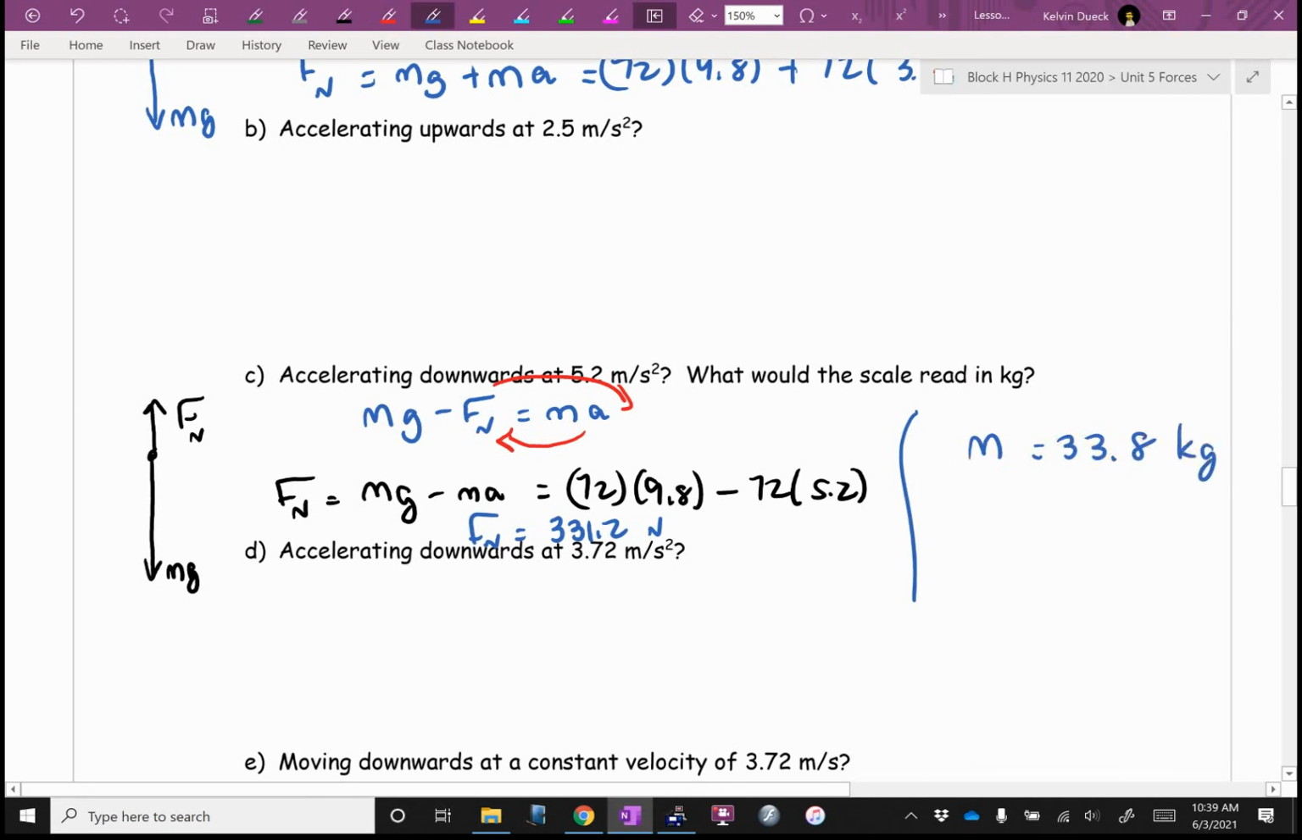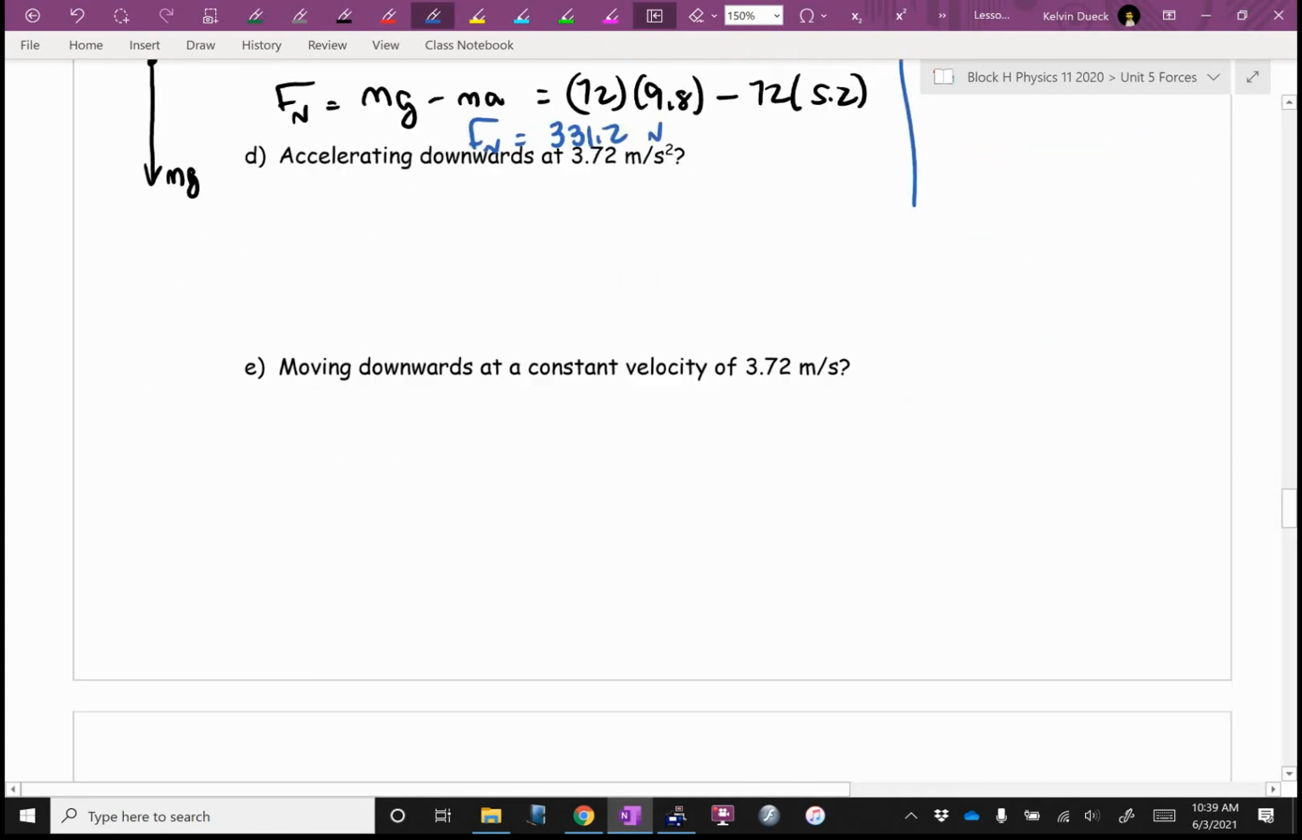And that's why my argument is scales can't read mass, because if they read mass, it shouldn't change, because the person's mass hasn't changed. What does a scale actually measure? Normal force. Question, Marley? Okay? Yeah? D is the same question as C, accelerating downwards. And normally I would do it, but because I have a shorter class, I'm going to skip D. You can try it yourself if you want. E.